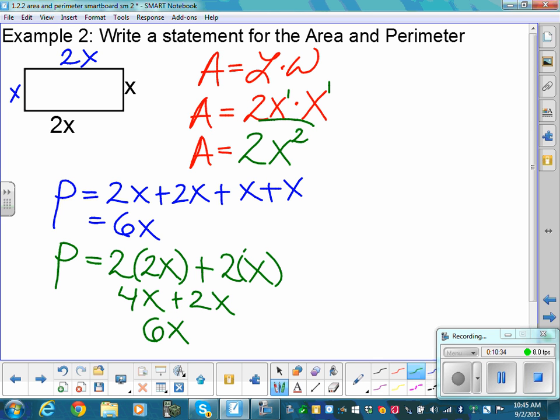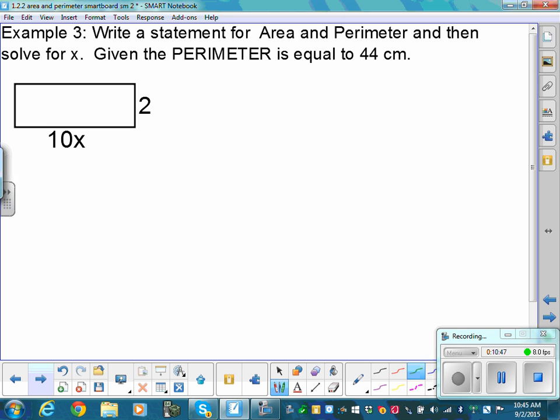So this is just a statement, right? We couldn't find the actual area because we didn't know anything about the values. Good? Yeah. So our perimeter is just 6x. That's as far as we can go in this problem. Good questions. Okay, let's do one that's a little bit deeper here.